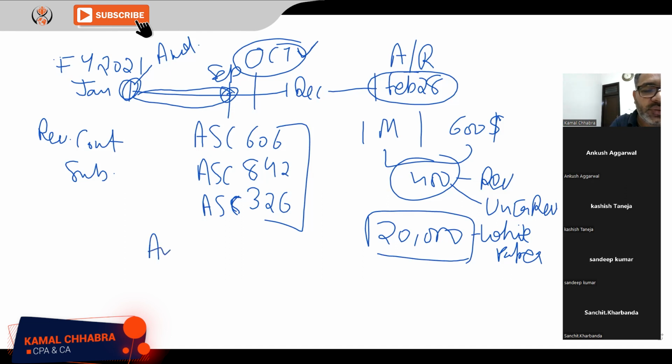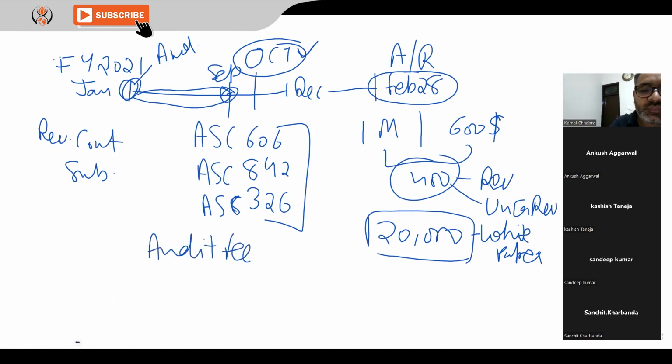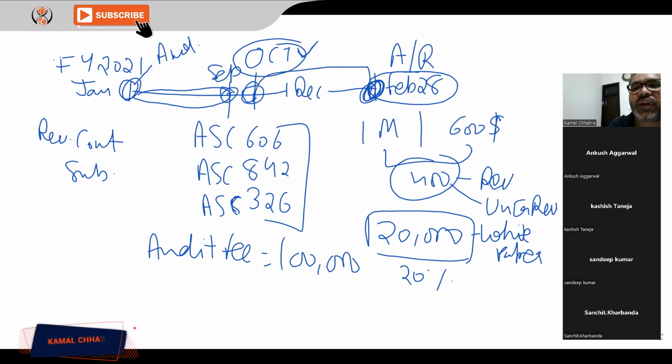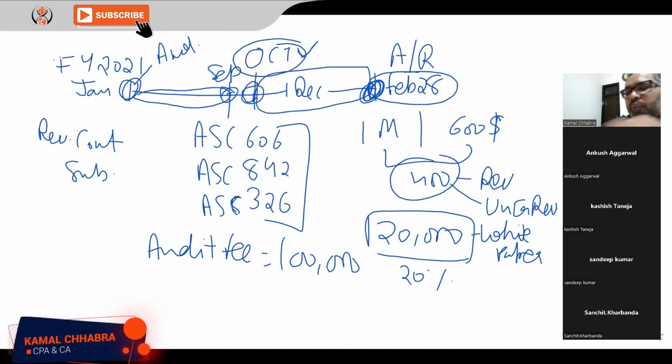Your audit fees are how much? $100,000, and this $20,000 is 20%, which is more than 5%. So you are supposed to take pre-approval, but you cannot go back to January, because the situation arises in September and October when you have actually conducted the audit. So in that scenario, before filing, from October to February, any time in that period, you can take approval of the audit committee for providing this consulting service at $20,000. That is allowed. Make sense?